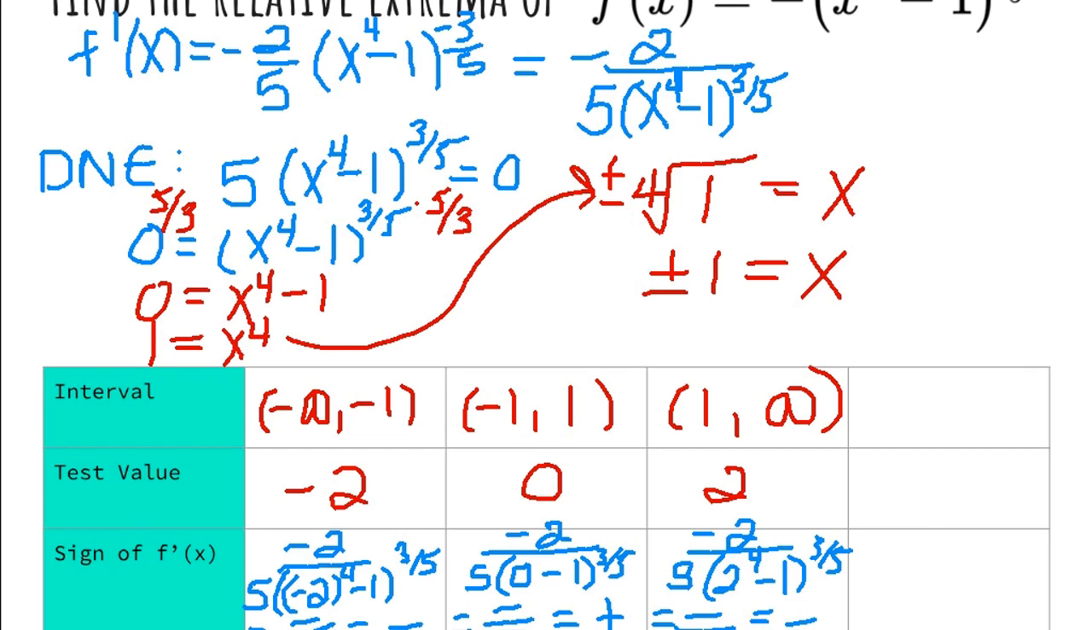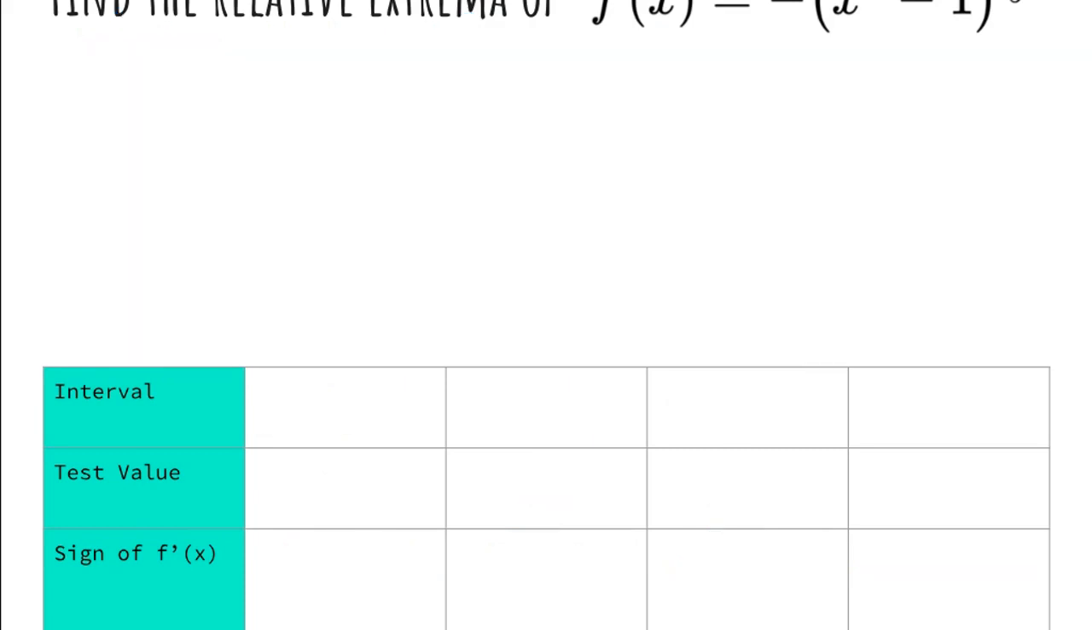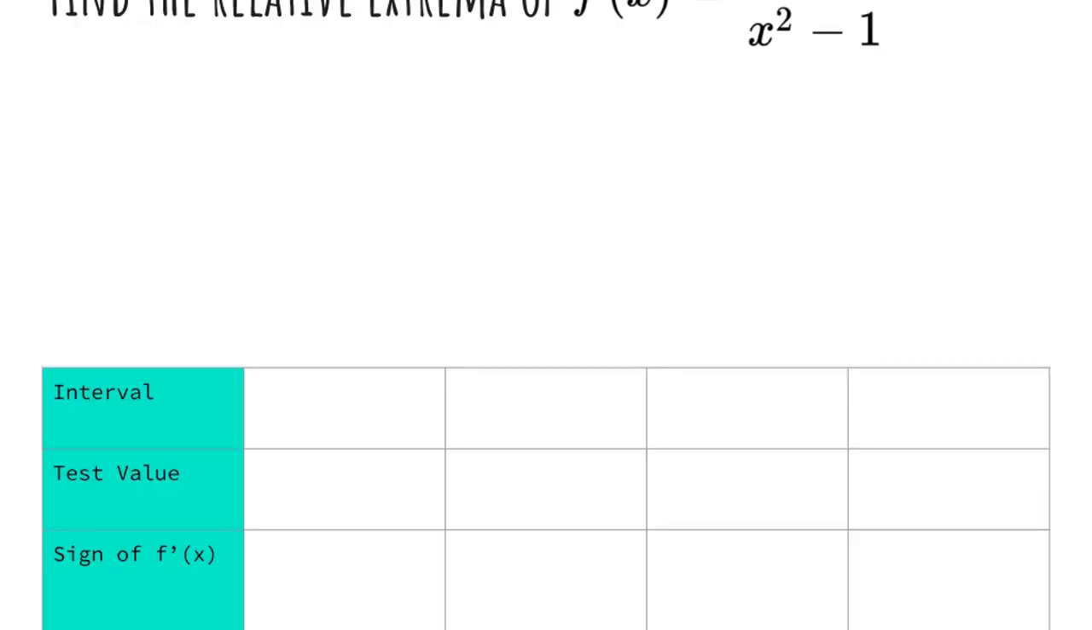So I'd write the statement that at -1 is a relative minimum because f prime of x changes from negative to positive. I would say at 1 is a relative maximum because f prime of x changes from positive to negative. All right.